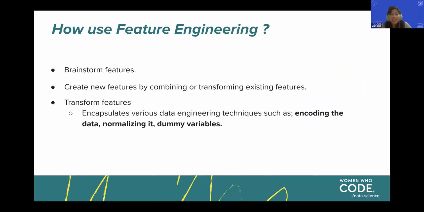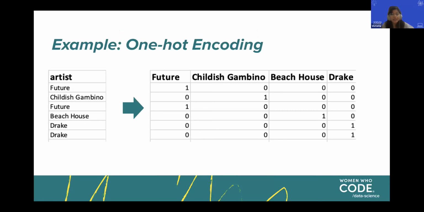I'm going to share how you can use feature engineering. For example, you can create a session for brainstorming features. You can use other data sources to have more context, and more options to try, explore, and iterate on your model. Then you can create new features by combining or transforming existing features. And also, you can transform features, for example, encoding the data using dummy variables. For that, I'm going to explain more about one-hot encoding. For example, I have this column, artist, with values like Future, Brick House, Beach House, and Drake.